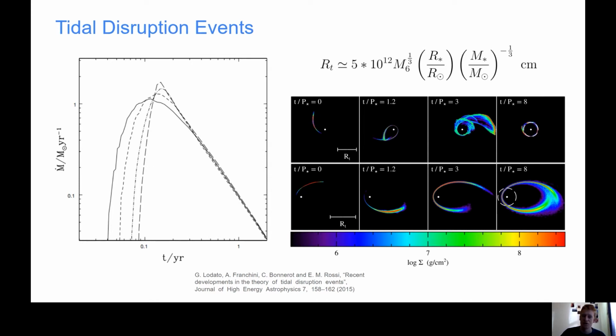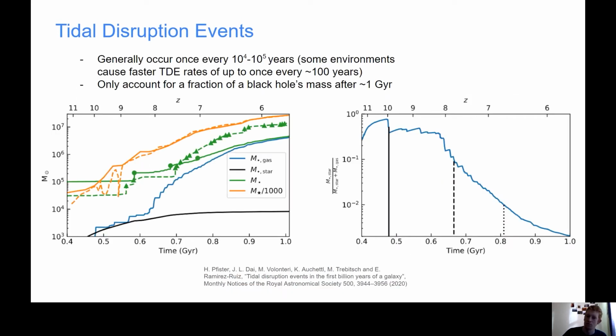The diagram on the left shows a graph of the accretion due to a tidal disruption event, and you can see that even within a matter of decades, the rate falls back to its pre-tidal disruption event rate. They're quite rare. For most black holes, they occur maybe every 10,000 to 100,000 years. However, there are some scenarios like AGNs or starburst galaxies in which they can occur every 100 years. However, you can see on the diagram on the right-hand side here that mass accreted due to tidal disruption events in some simulations reaches maybe 0.1% of the total black hole mass.